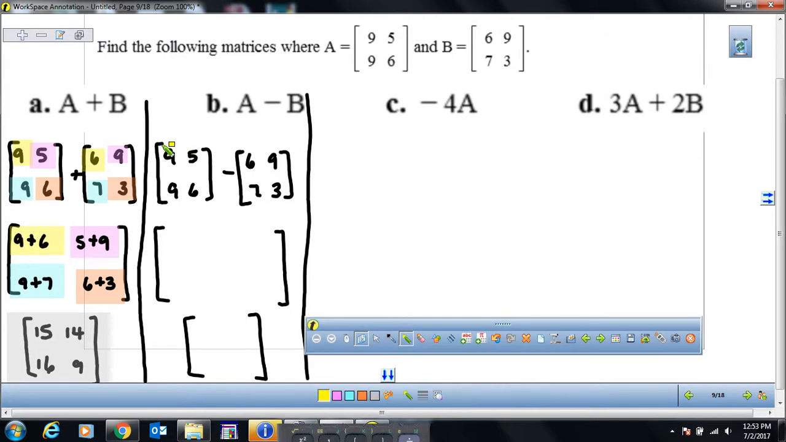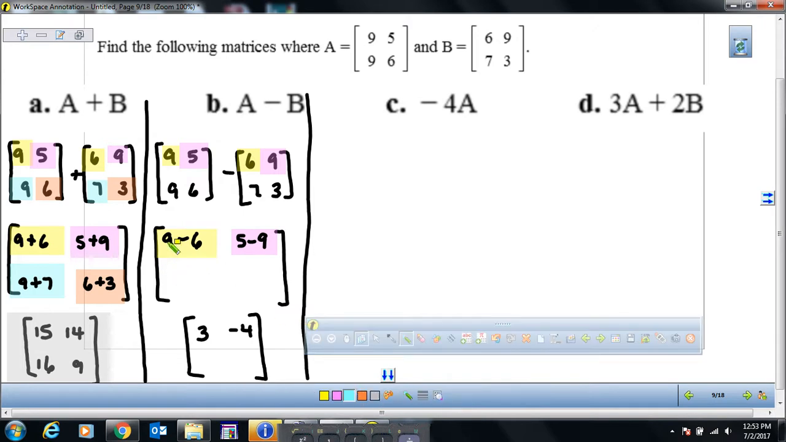The element in the first row, first column is going to be subtracted from the element in the first row, first column. So we get 9 minus 6, which is a 3. The element in the first row, second column is subtracted from the element in the first row, second column. So it will be 5 minus 9, which is negative 4.